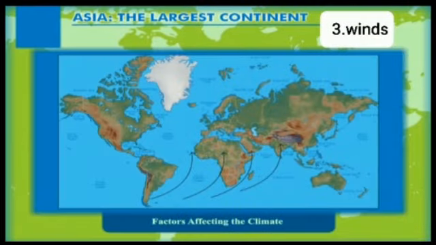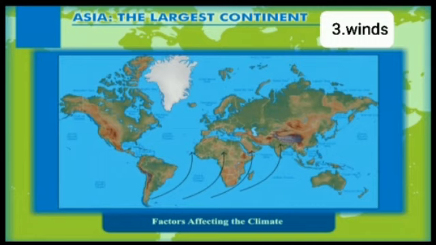So number three is wind. The most striking feature of the climate of Asia is the monsoon wind. Monsoon means a periodic seasonal wind. This wind blows from the southwest in summer and from the northeast in winter. They are characterized by seasonal reversal in direction, and they are responsible for bringing heavy rainfall to many parts of Asia. And the last one is the distance from the sea.